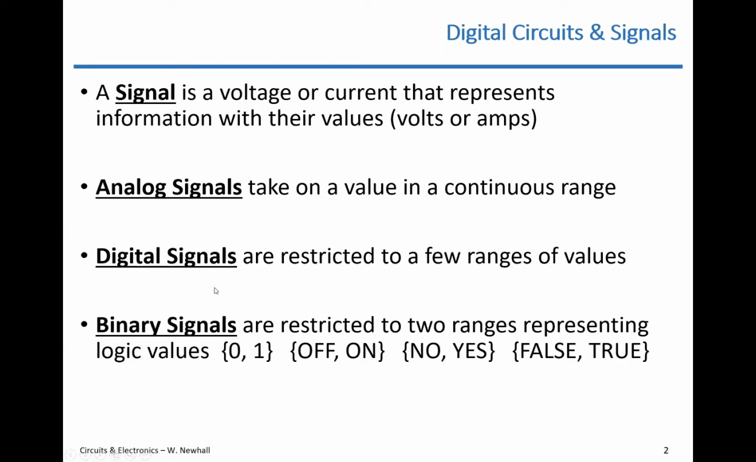Binary signals are digital signals. They are restricted to two ranges representing logic values. And you can call these logic values really whatever you want. They're just two different values in a set. So 0, 1, off, on, no, yes, false, true, red, blue. You can name them whatever you want. I'll typically use 0, 1, off, on. Well, I'll use all these at the bottom, depending on the context of the problem. So we're going to talk about this now.